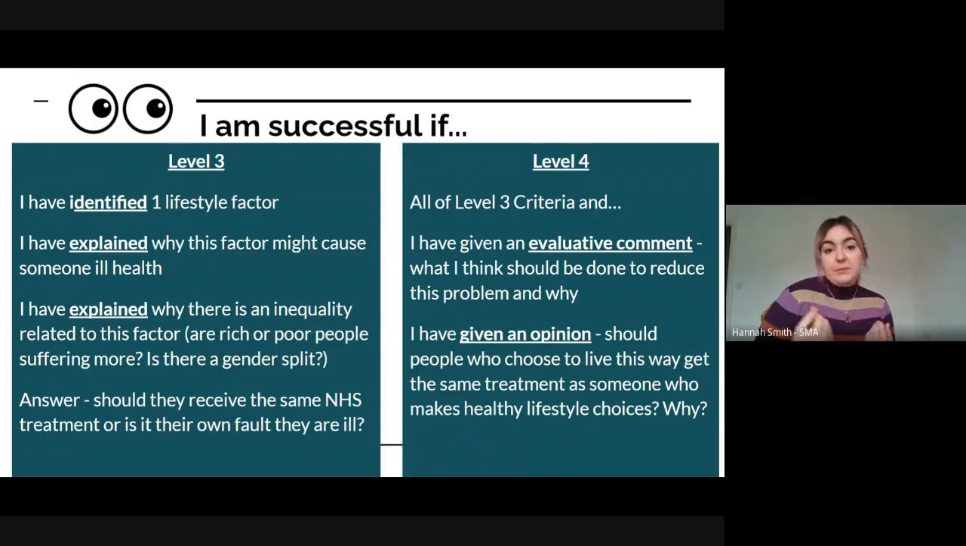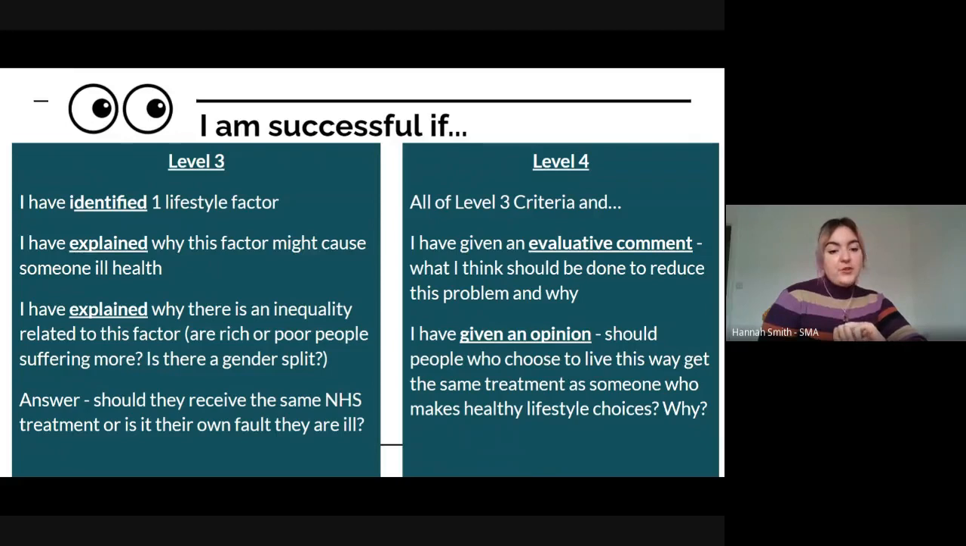Level 3, you need to be able to identify the factor and explain why it causes ill health. Don't just say, oh, smoking is bad. Okay, why? You need to really tell your teacher the why. What does it cause? What does it lead to? You need to explain why there's an inequality link to this. Are poor people more likely to smoke? Is it because healthy food's really expensive? Is it because men or women are more likely to suffer from something? So you're telling us why that factor also makes an inequality. Think about age, where people live, how much money they have, what they can afford or not afford.